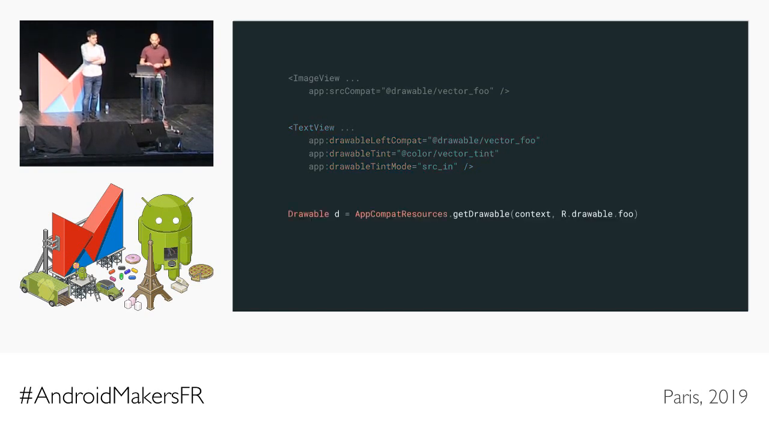If you're not using it in image views or text views and other places that you want to use the backport, the way you do that is use this app-compat resources class and call getDrawable from it. So don't use context compat or anything getDrawable. Always use app-compat resources if you want to use the vector backport.